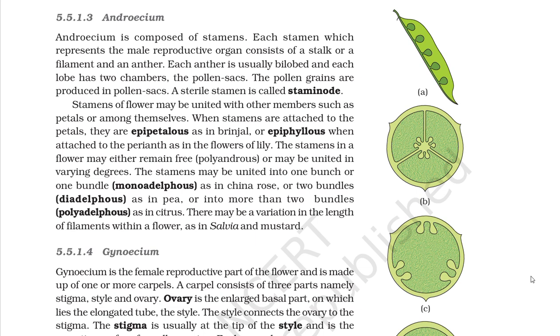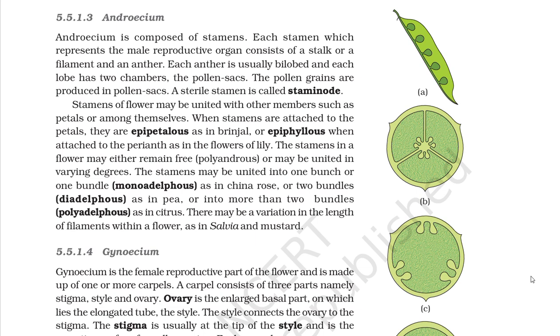A sterile stamen is called staminode. Stamens of flowers may be united with other members such as petals or among themselves. When stamens are attached to the petals, they are epipetalous, as in brinjal, or epiphyllous when attached to the perianth, as in the flowers of lily. The stamens in a flower may either remain free, polyandrous, or may be united in varying degrees.